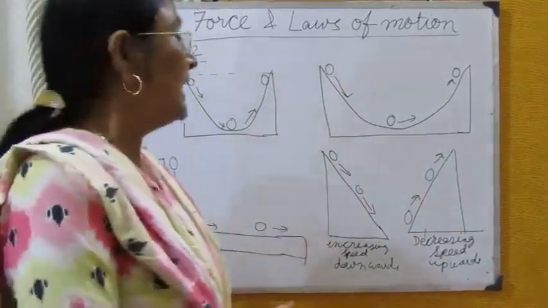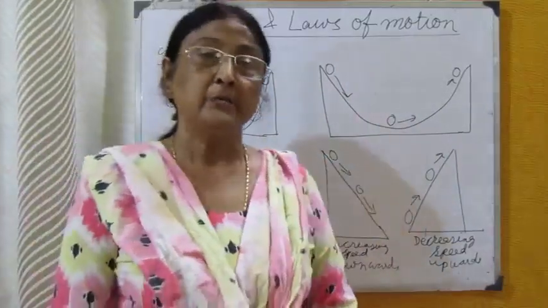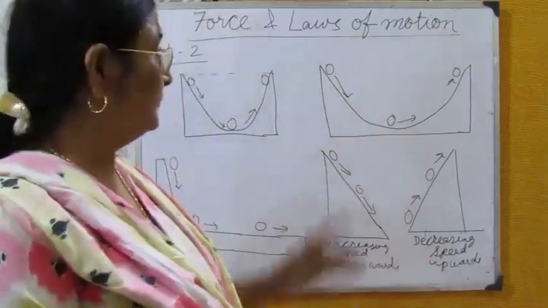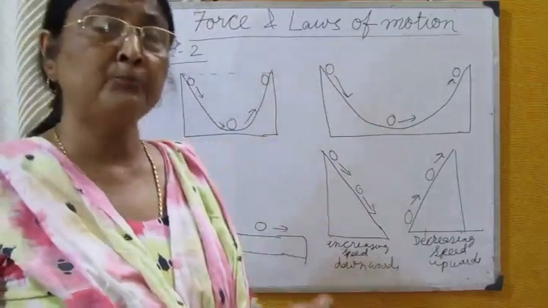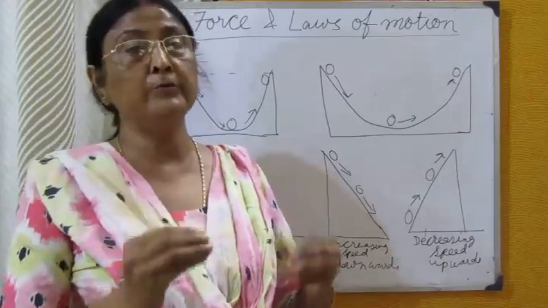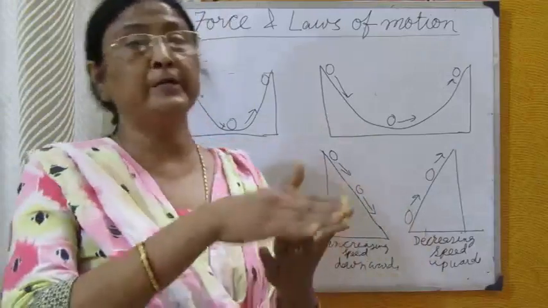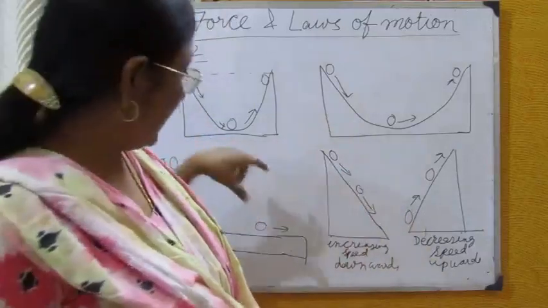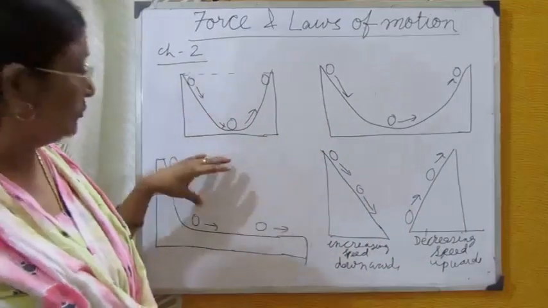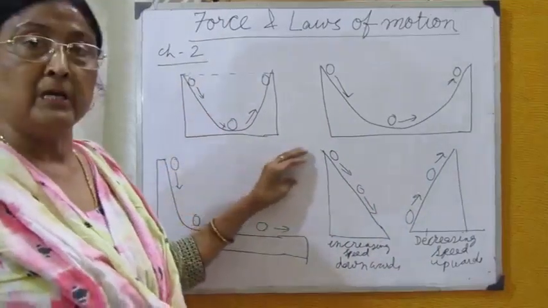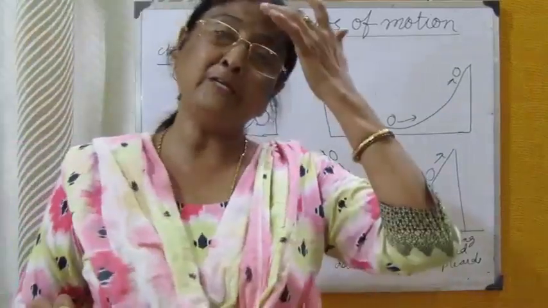First of all, Aristotle, a famous scientist, used to think that a moving object always requires an external force to continue its motion. Suppose a body is moving in a straight line, so to continue its motion, it requires some external force. Why did he say that?